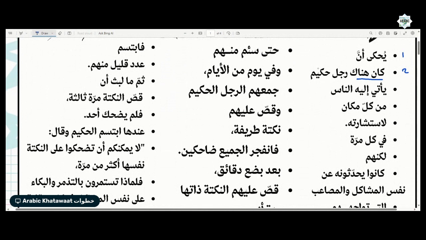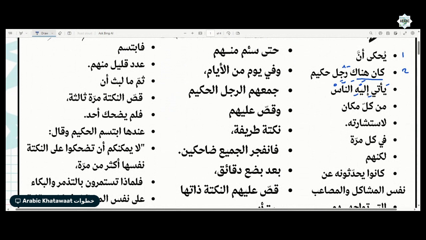There was a wise man, and we have a really long list, over 60 different phrases. كان هناك رجل حكيم. يأتي إليه الناس من كل مكان. So the first strategy is we're going to break down this short story into short sentences, where each phrase is read as it appears to you here in this layout.